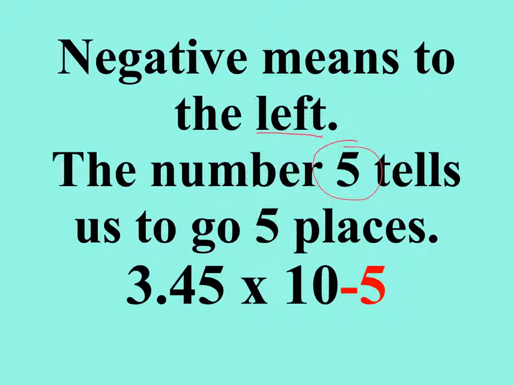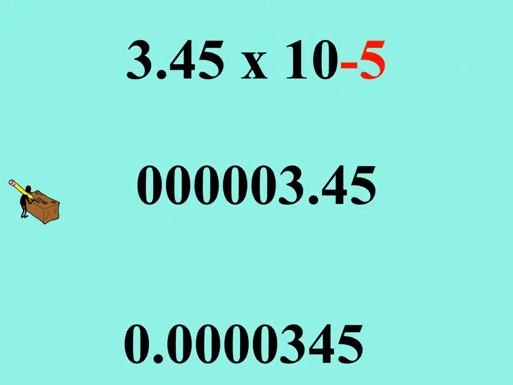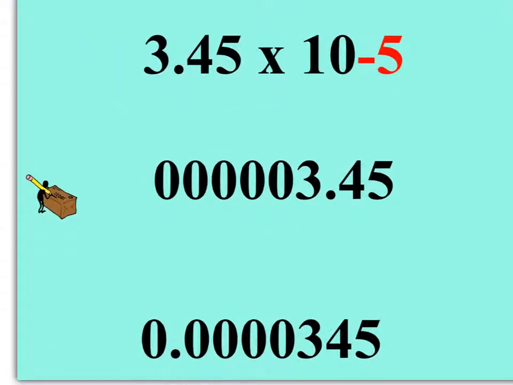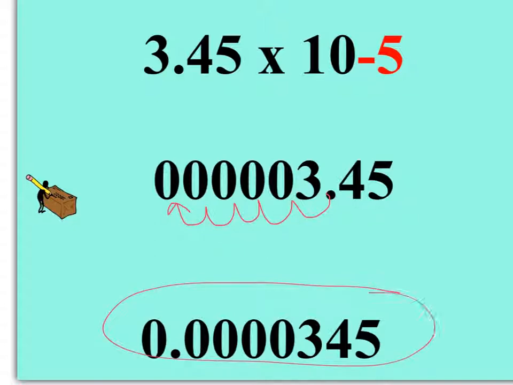So 3.45 times 10 to the negative 5 means that we're going to take this decimal place and move it 1, 2, 3, 4, 5 places. 5 places gives us 0.000345, like you can see down here. We moved it 5 places to the left.